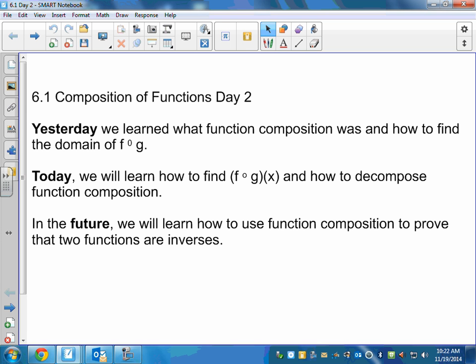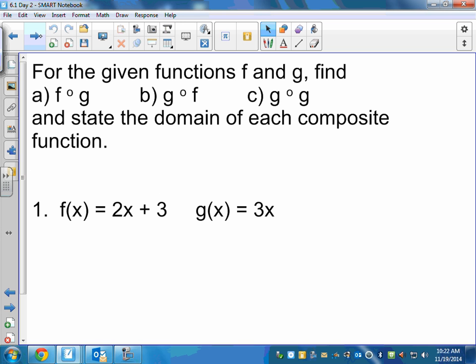But again, we're doing this because it's going to help us prove that two functions are inverses. That's what section 6.2 is about. So that's why we're doing that, yesterday, today, in the future. All right, here we go.